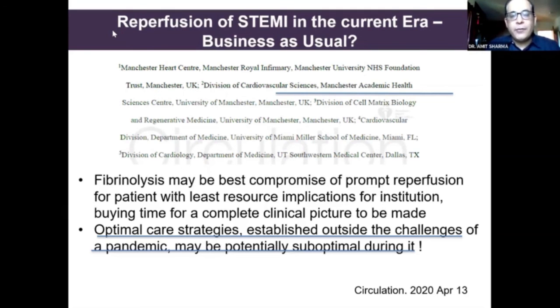Now, as you can see, this is from Manchester in the UK, an article taken from Circulation, which says fibrinolysis or thrombolysis may be the best compromise that you may have at present, where you will have the least resource implications for your institution. At such a time, when we know that optimal care strategies may be very challenging in the pandemic, we may not actually go for primary PTCA. You may just think about thrombolysing this patient. It may be good for you and the hospital as well as the patient.